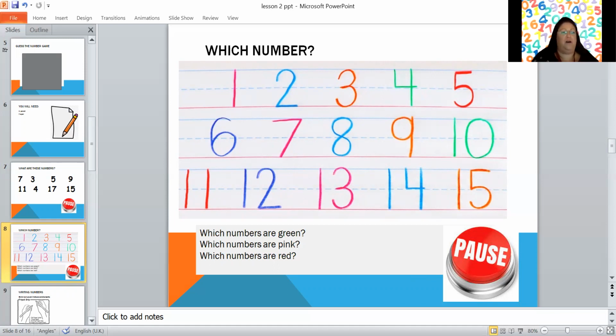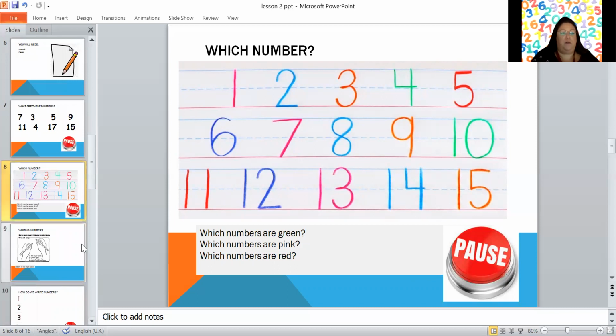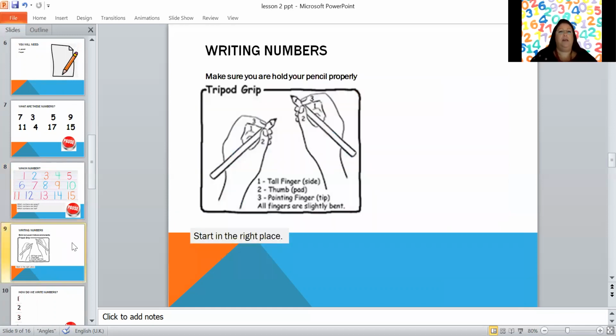Well done, good work. Now we're going to move on to a bit of number writing. So make sure that you've still got space on your paper, and we're going to look at something really carefully now, because being able to write numbers is all about holding your pencil properly.